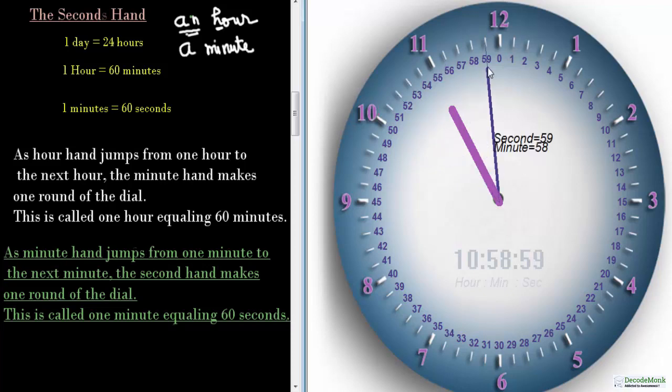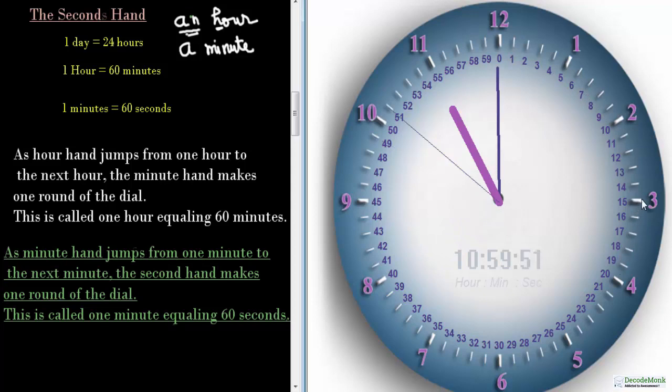minute hand. So we know that as the hour hand goes from one particular hour, suppose 3 to 4, the minute hand, the longer hand, this black one, makes one round of this dial. As the hour hand goes from one hour to the next, the minute hand jumps from one minute to the next minute. So 0, 1, 2, 3, 4, 5, these represent minutes.